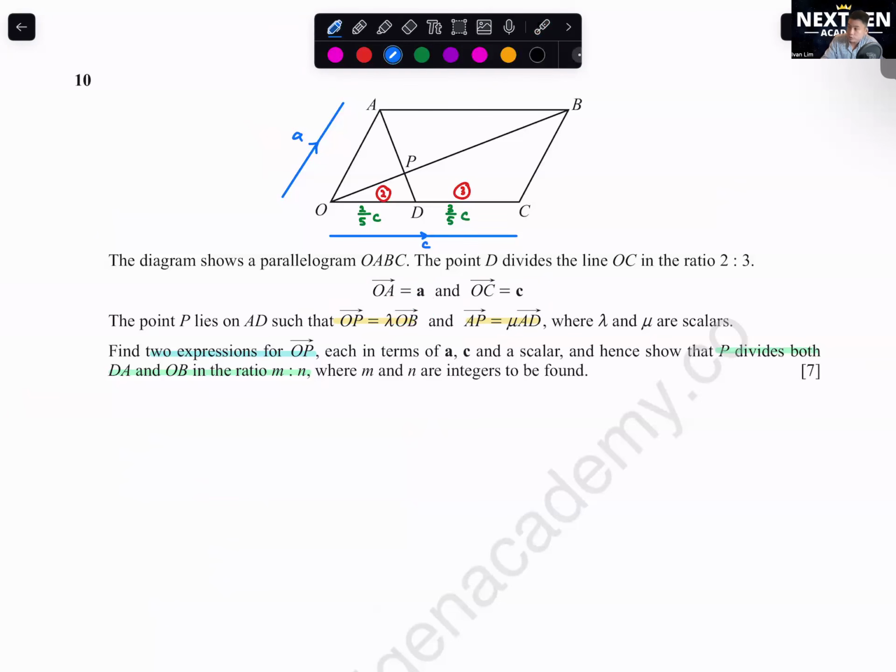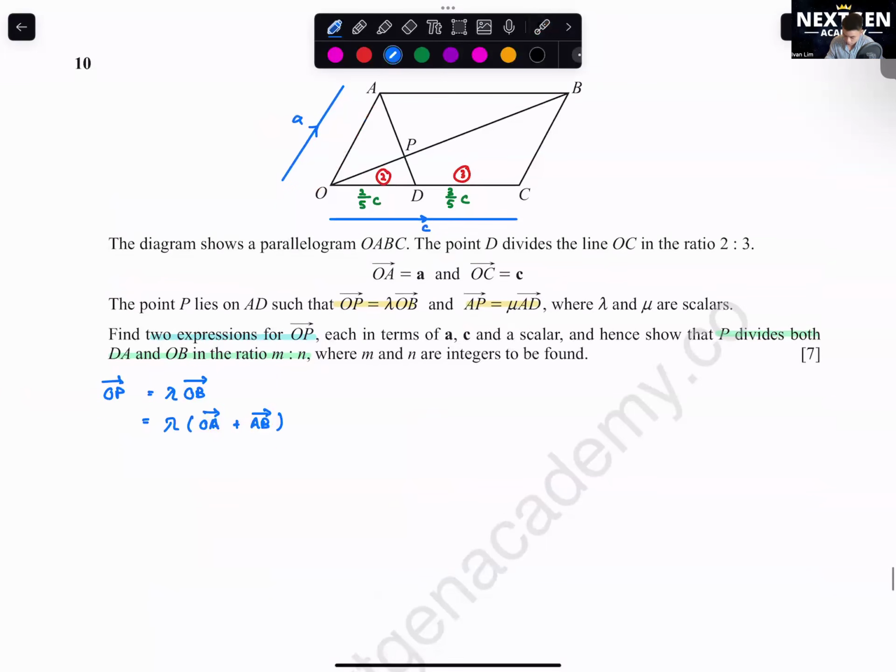So OP is equal to lambda OB. This is the first equation. OP equals lambda OB. What is OB? OB, we can use OA plus AB. So lambda times OA plus AB. Don't need to write this down. I write down so that you all can see what we are doing here, which is lambda (A plus C). You can write lambda A plus lambda C.